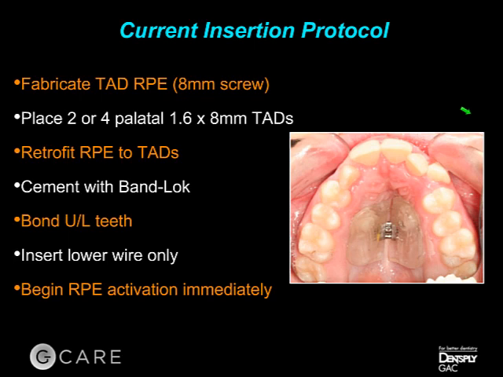I tend to numb up the patient. I've tried topical anesthetic, but to me, a couple drops of lidocaine has been a lot more comfortable for the patient, and no one has seemed to object to that. So I place the TADs in, retrofit the RPE to the TADs, cement them with Band-Lok, and then you have a choice. If you want to place brackets that day, you certainly can, or you can wait. The thing is, when you activate this, you don't want to place a wire in the upper because you don't want any resistance to the expansion. So I will wait until the expansion is done before I place the upper wire.